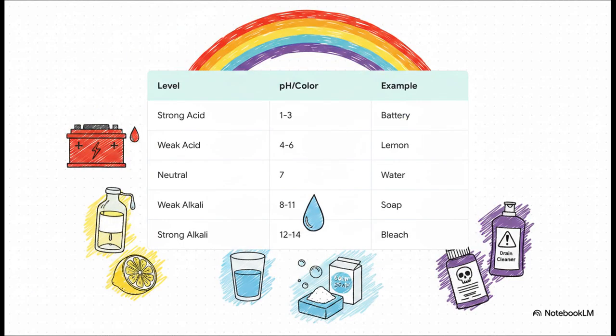Now, if we map our everyday household items onto this colorful pH scale, we get some pretty wild surprises. Down at the extreme red end, we have serious danger zones, like car batteries and even our own stomach acid. Moving up into the yellow weak acids, we find kitchen items like lemon juice and our mystery liquid from earlier, vinegar. Right smack in the middle at pH 7 is the safe, completely neutral water we drink. Then, we cross over into the blue weak alkalis, things like baking soda and soap, before ending up at the extreme purple end with strong, dangerous alkalis like bleach and drain cleaner.